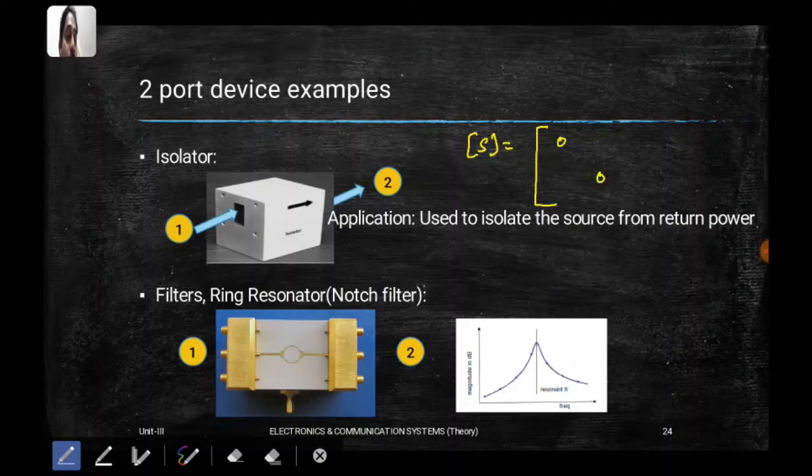Both diagonals are 0, S12 is 0, S21 is only 1. So let us see whether all properties of the S matrix are satisfied. One thing is, it is matched. From the diagonal, we already started with both ports matched. So this is matched, the property is satisfied.